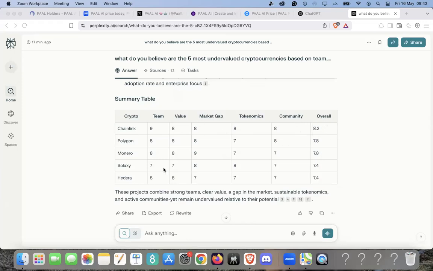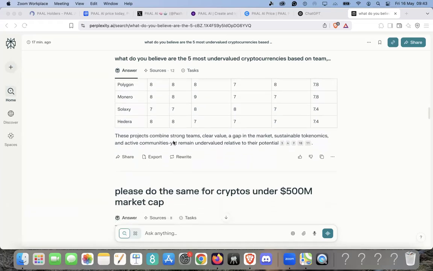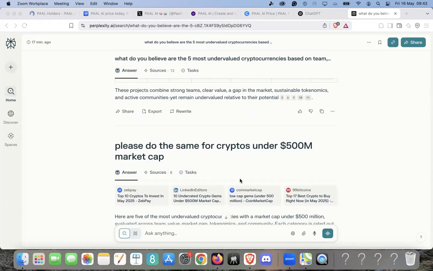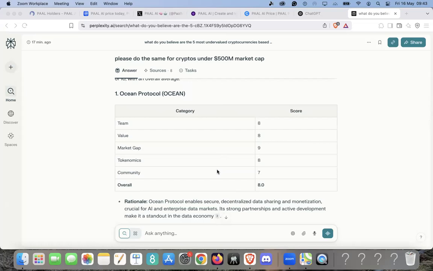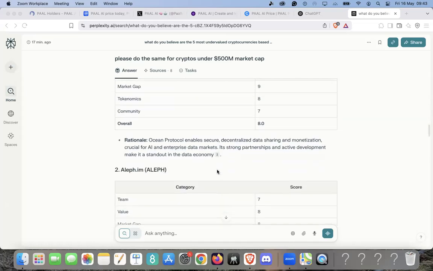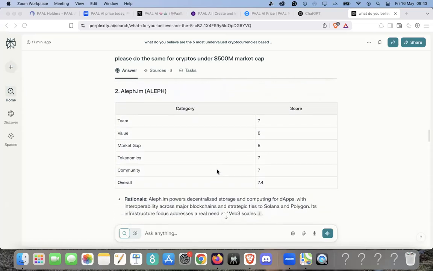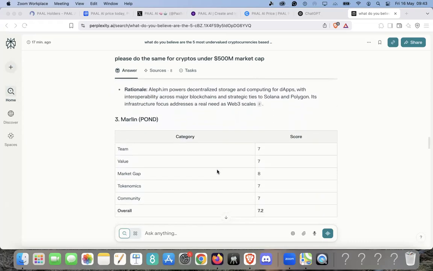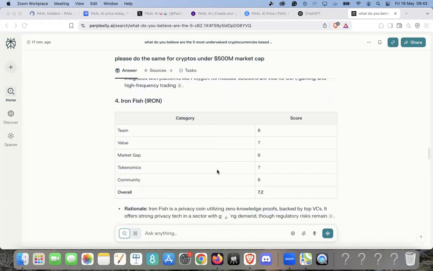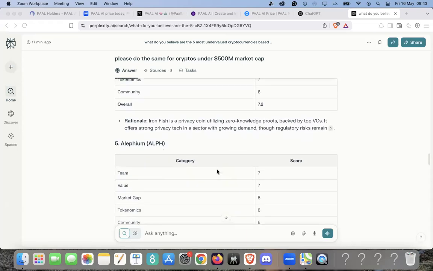But this is a good way just to give yourself some base level research. Now, I'm not saying you should believe everything that you get from Perplexity, but it's a good starting point getting you to look. So I asked a different question. Do the same for cryptos under 500 million market cap. And it's given me Ocean Protocol, Aleph, Marlin, Ironfish, and it's given me Aleph again.